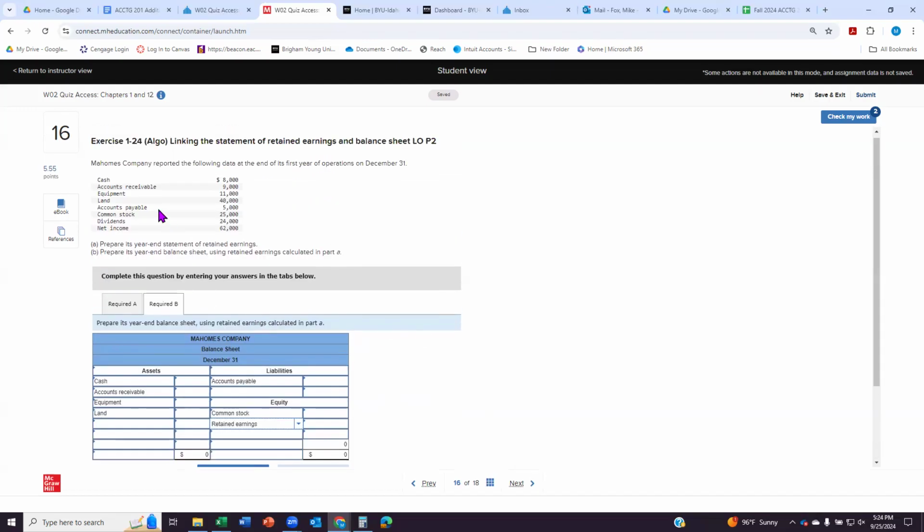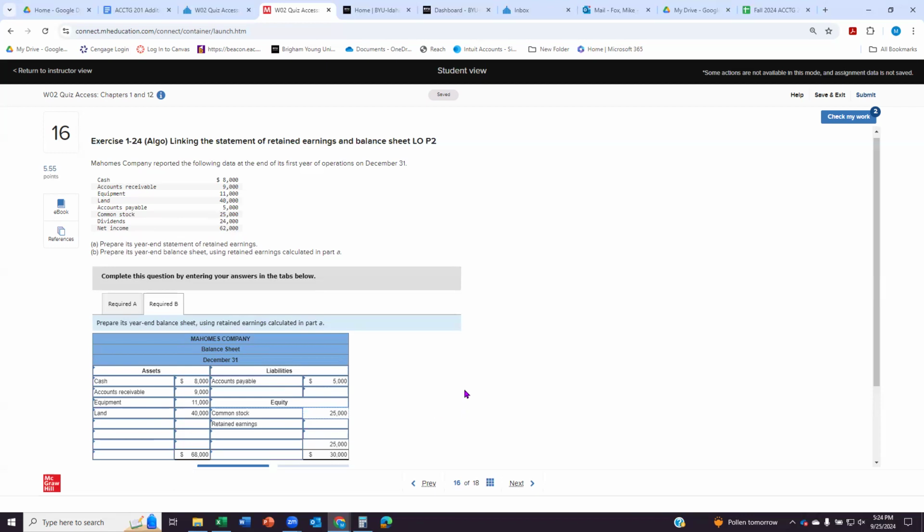So we can just pull those amounts off. Cash was 8,000. Accounts receivable, 9,000. Equipment, 11,000. And land, 40,000. There's our total assets. Our accounts payable was 5,000. Our common stock, or money put into the business by the owners, 25,000.